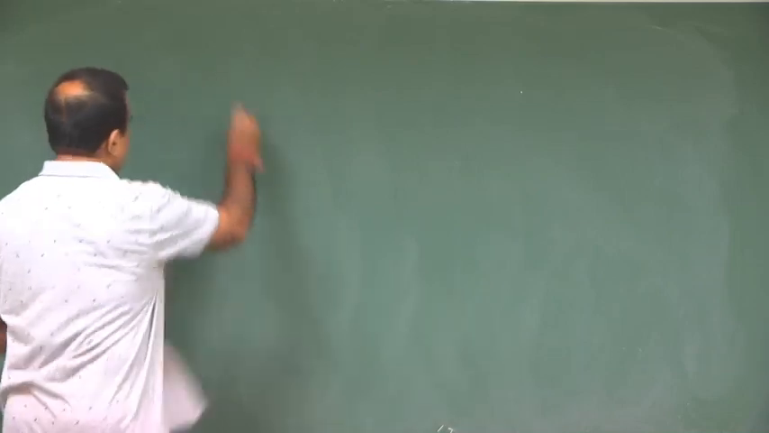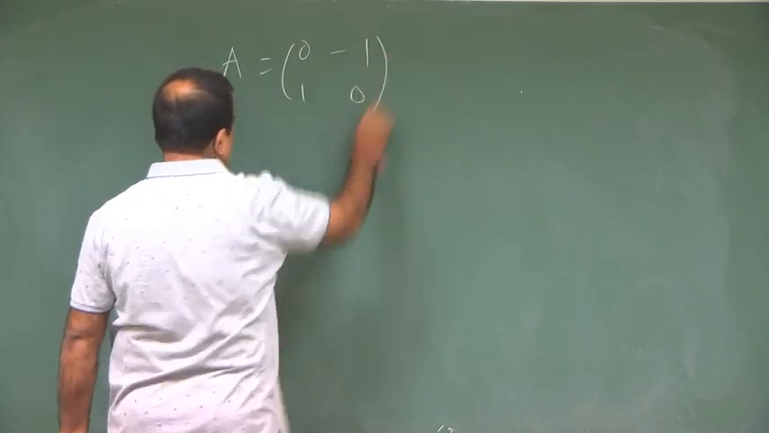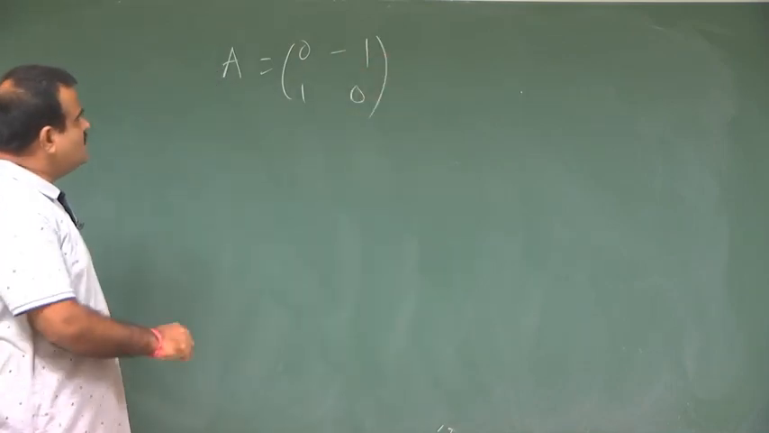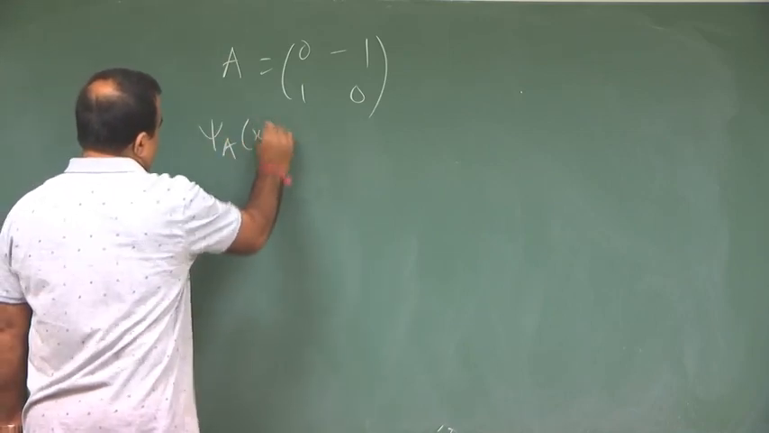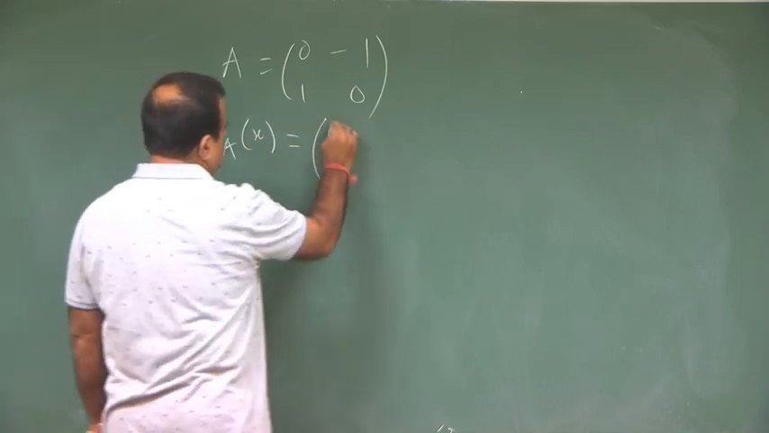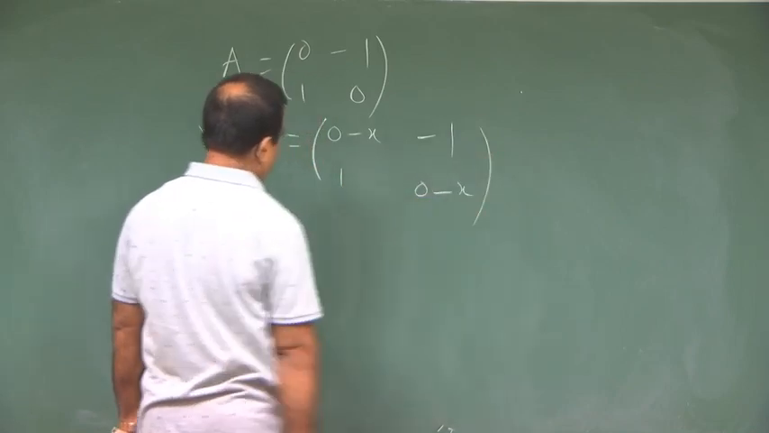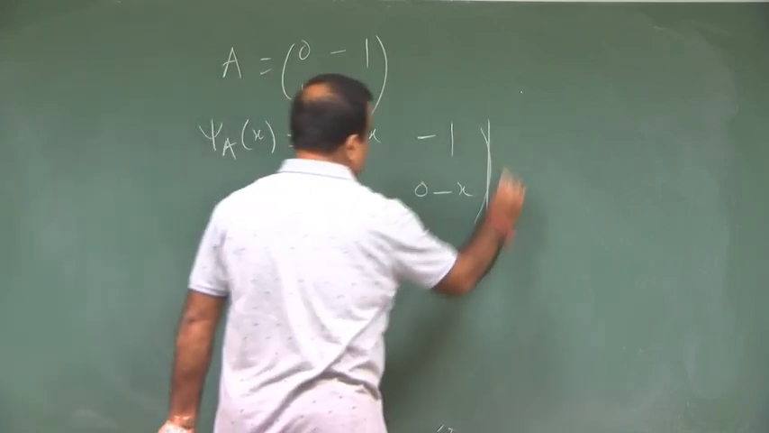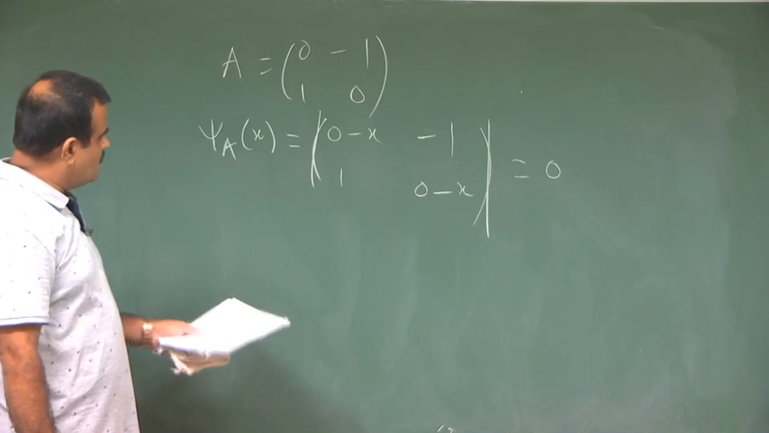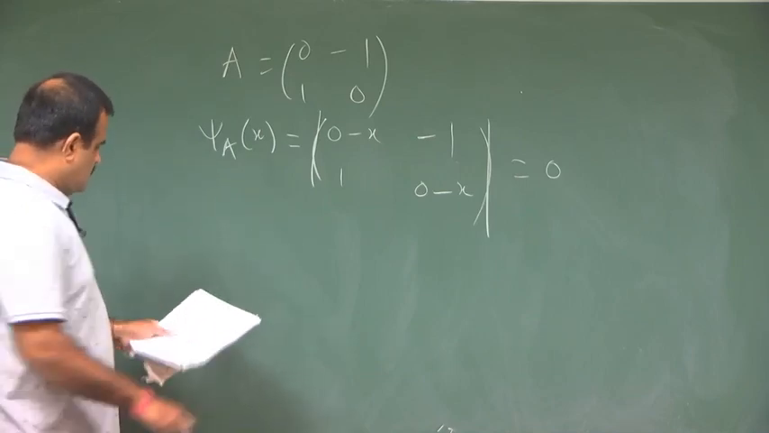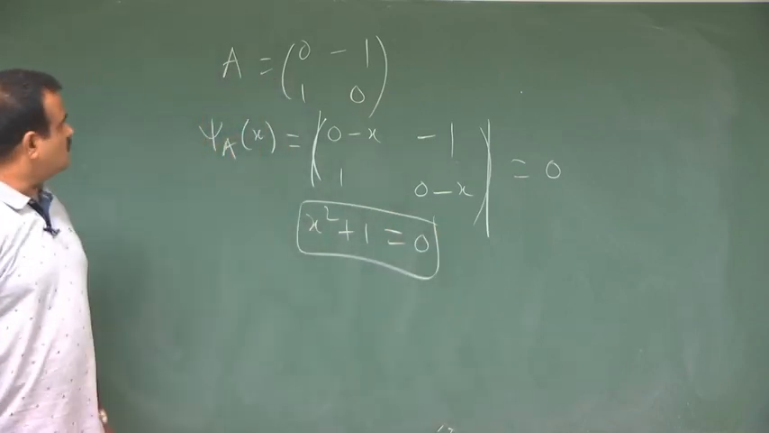So, suppose you have a matrix like this: 0, minus 1, 1, 0. This is a real matrix, the elements are coming from real numbers. So, what is the corresponding characteristic equation? This is 0 minus x, minus 1, 1, 0 minus x. The determinant of this we have to equate to 0. This is nothing but x square plus 1. So, x square plus 1 equal to 0 is the characteristic equation corresponding to this matrix.